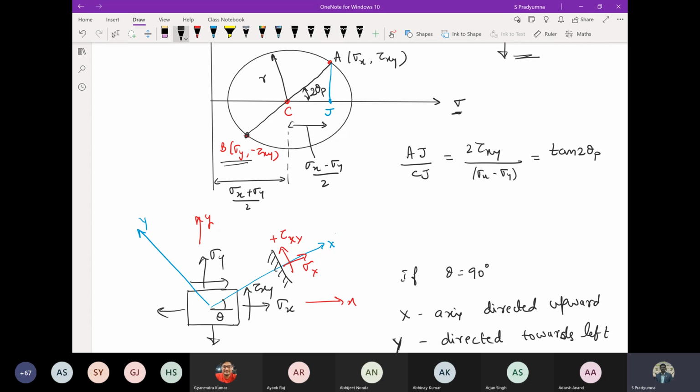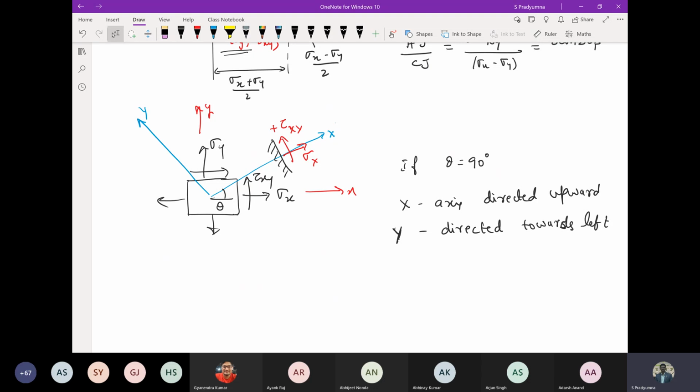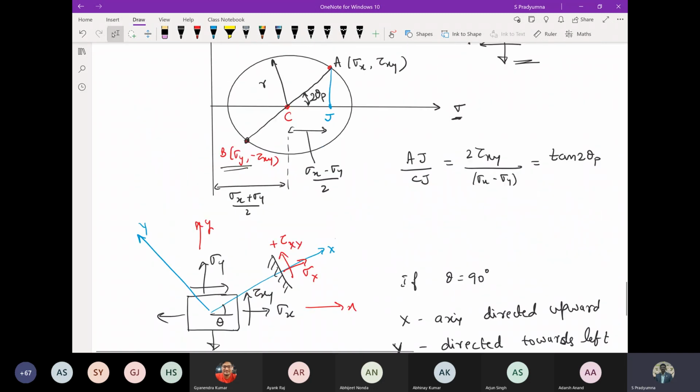Therefore, point B is actually represented there, sigma y. Now, what happened to the shear stress there? When I rotate it by 90 degrees, tau xy becomes negative. If you rotate this by 90 degrees, sigma x coincides with sigma y and tau xy becomes negative. That's why I have written tau xy here as a negative value.